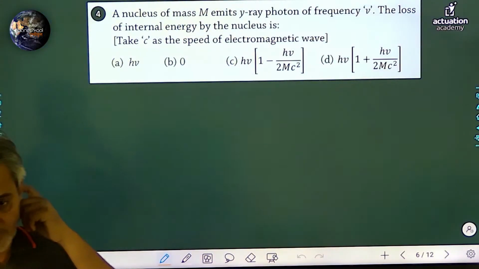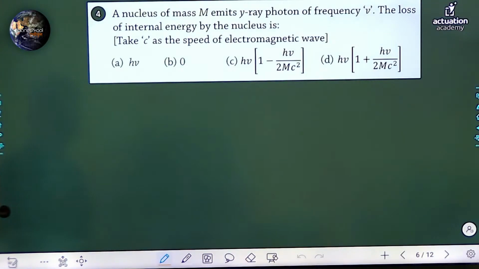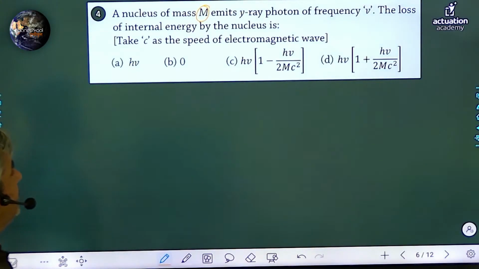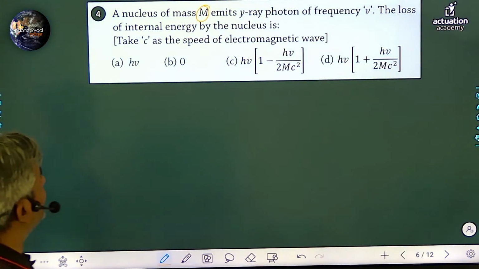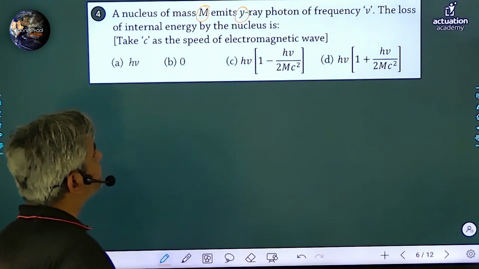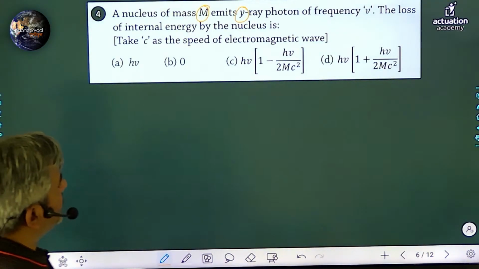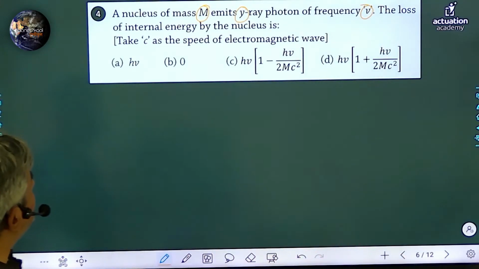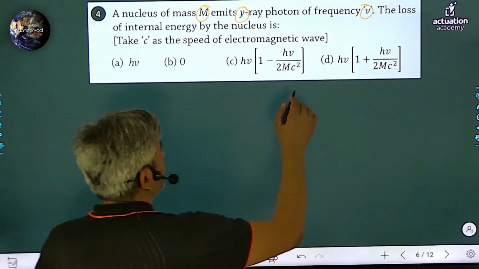Now, here is another one which reads out: a nucleus of mass M emits a gamma ray photon of frequency nu. The loss of internal energy by the nucleus is, take C as the speed of electromagnetic wave.